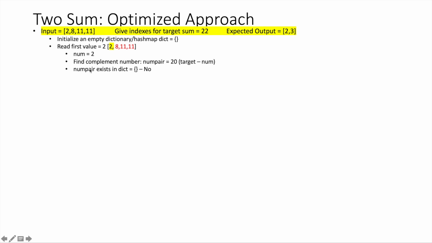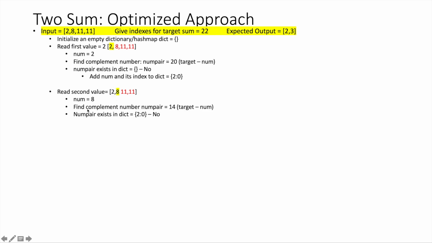And now we're going to see if our complement number already exists in our dictionary. Clearly, our dictionary is empty right now, so it does not exist. So then you're going to add your num and its corresponding index to your dictionary. So in this case, you're going to be adding 2 as the key, and its index is 0, and that's going to be the value of this dictionary. Now we're going to move on to the second value, which is 8.